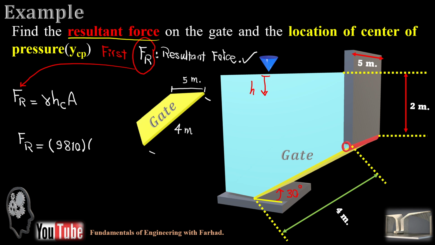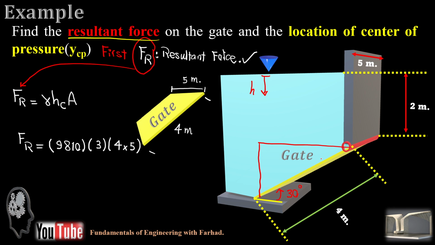So F sub R is 9810, which is the gamma of water, times H sub C. If you dive deep to the centroid, this is 2 meters, and then we added one more meter to that, that's H sub C. So how can we get that one?